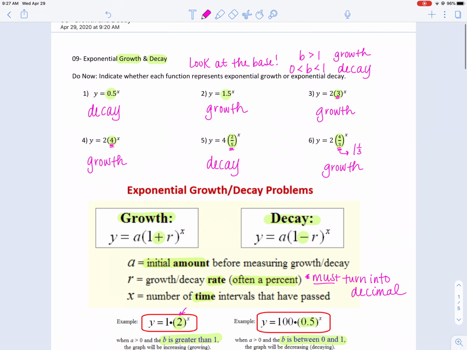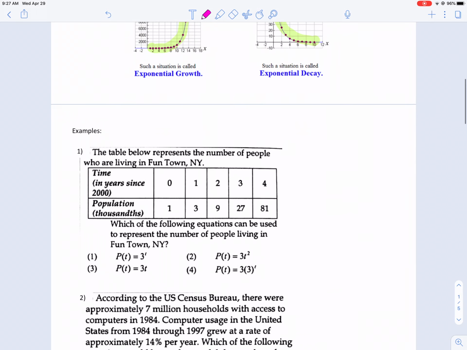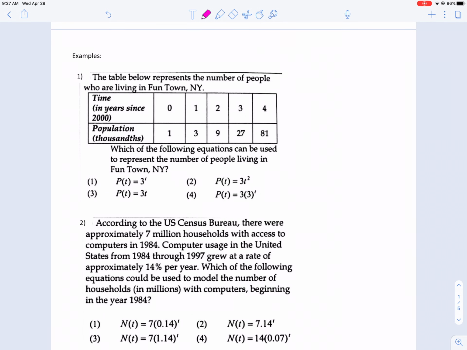So I want you at least to be able to know when you're looking at growth versus decay. Okay, so let's try an example. We're going to go to Funtown.